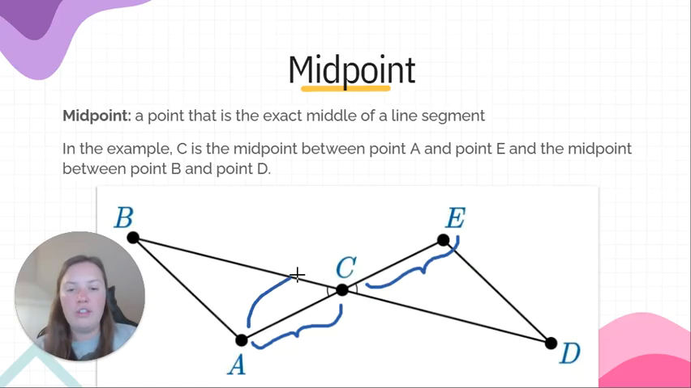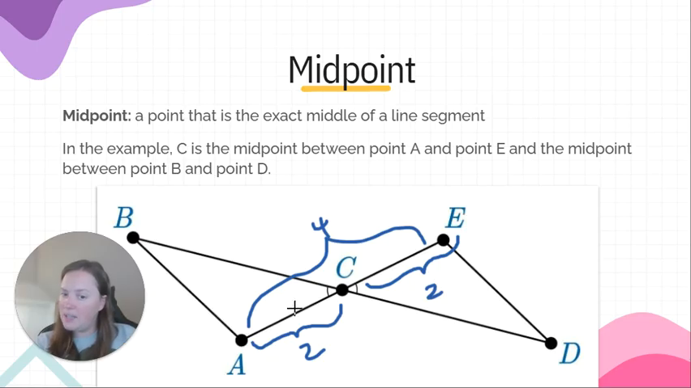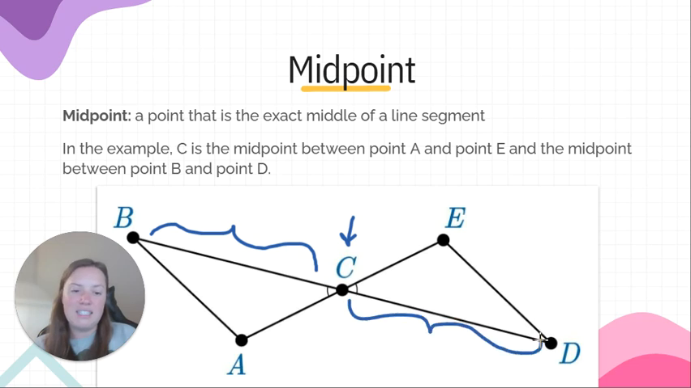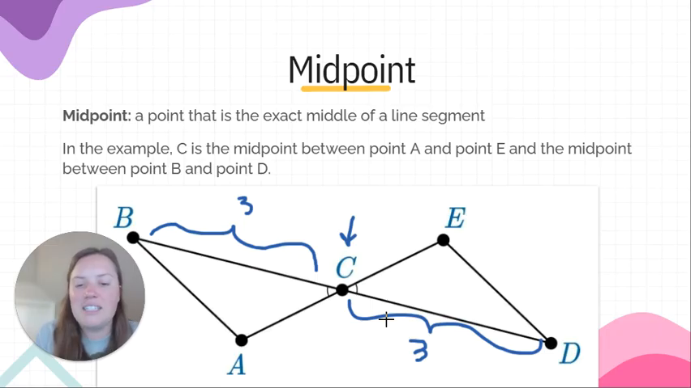So if this whole thing is 4 units long, that means that each one of these are 2 units. If they're both the same length and the same measure, that means that they're congruent. And this is also important when we're talking about this shape because C isn't only the midpoint for AE, but it's also the midpoint for BC and CD. So when we're looking at this, once again, that midpoint is telling me that these are exactly the same measure, whatever that measure may be. They're the exact same measure.